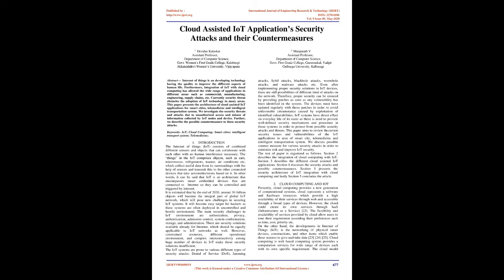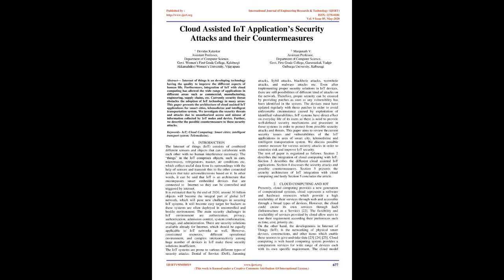However, constrained resources, different operational environments, and complex interconnectivity among a huge number of devices in IoT make those security solutions insufficient. The IoT systems are prone to various types of security attacks: denial of service, DDoS, jamming attacks, Sybil attacks, black hole attacks, wormhole attacks, and malware attacks, etc. Even after implementing proper security solutions in IoT devices, there are still possibilities of different kinds of attacks on the network. Therefore, proper security can be ensured by providing patches as soon as any vulnerability has been identified in the system.